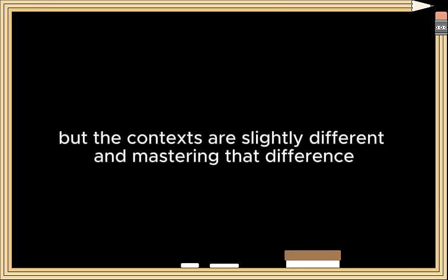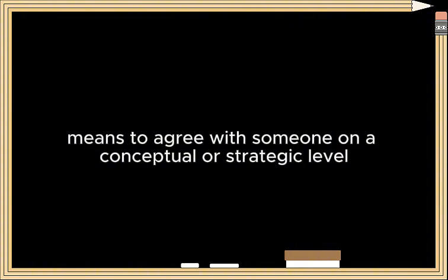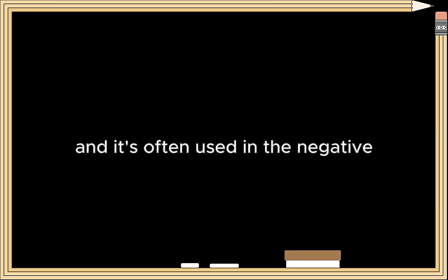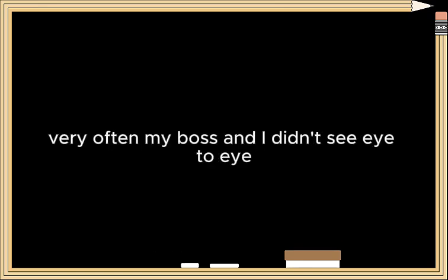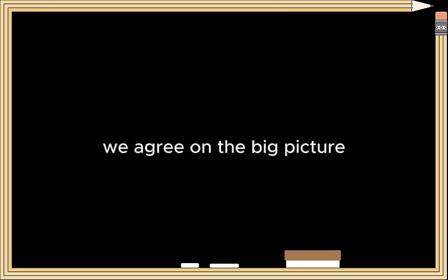And mastering that difference, it just instantly signals competence. Okay, so, see eye to eye. To see eye to eye means to agree with someone on a conceptual or strategic level. It focuses on the alignment of your viewpoints, and it's often used in the negative. Very often. My boss and I didn't see eye to eye on the future direction of the company. Okay, so if we see eye to eye, we agree on the big picture.